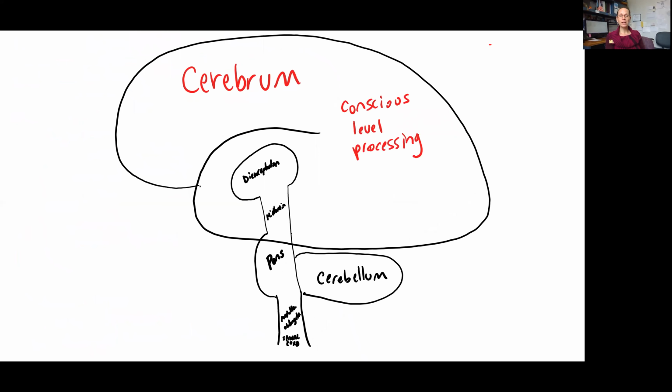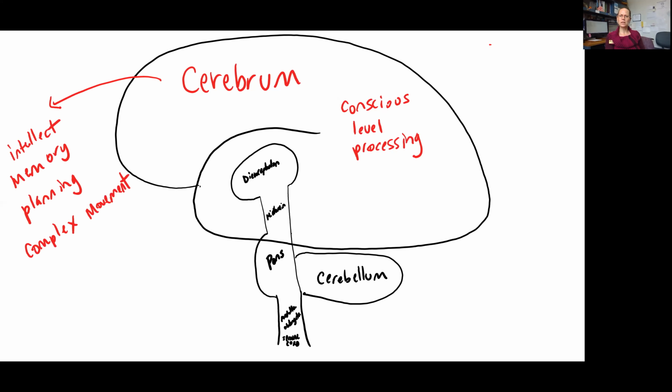Okay, and then finally what we need to look at is, of course, the cerebrum. So this is the lollipop of the brain, right? This is the largest portion of the brain. This is where all higher order, higher level thought processing is occurring. This is our conscious level processing. We're going to see that the cerebrum is responsible for our intellect and our learning and our memory and our planning and complex movements and all this sort of thing. The cerebrum will have its own presentation, so stay tuned.